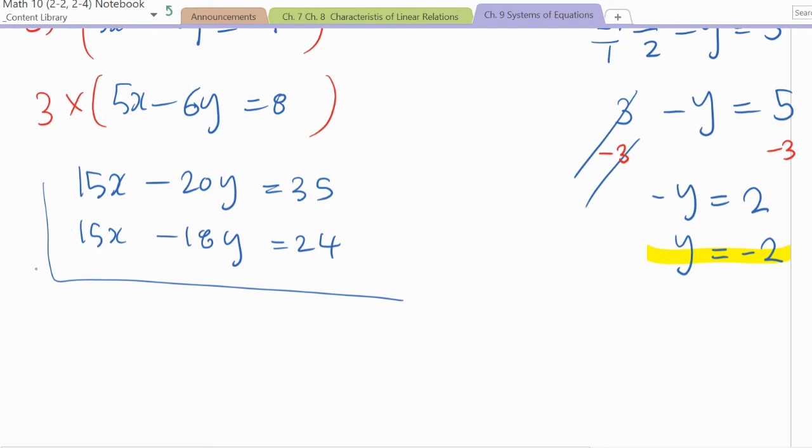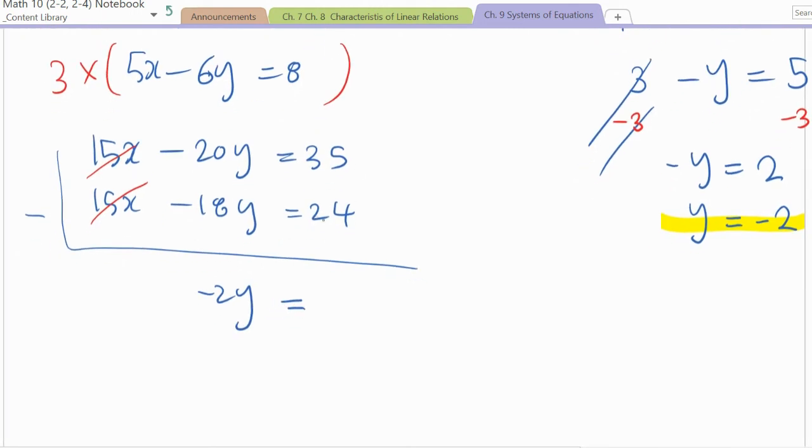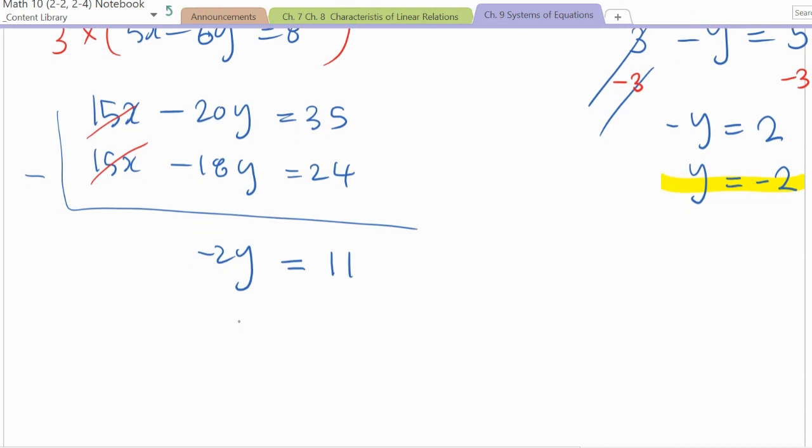Okay, so would you add or would you subtract? So we're going to subtract because we want to remove 15. Okay, negative 20y minus negative 18y. So negative 20y minus negative 18y, minus and negative are together. It becomes positive: negative 20y plus 18y. That is negative 2y. Then 35 minus 24 is 11. Then y should be 11 divided by negative 2. Right? This is the y value.